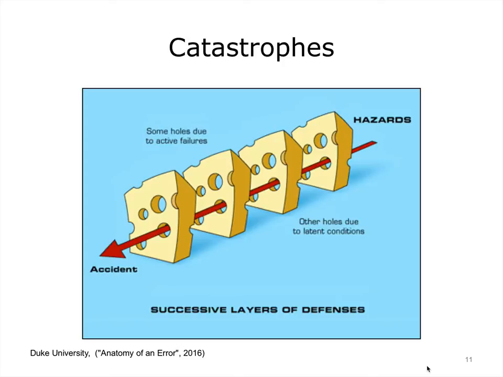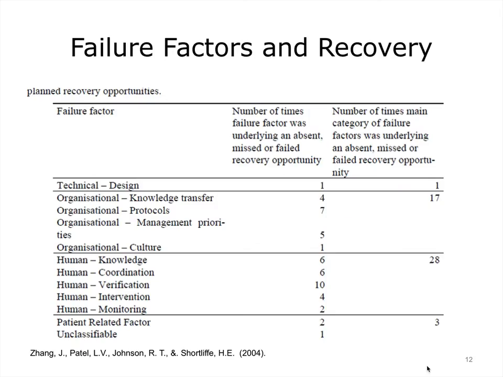If the layers are set up with all the holes lined up, this is an inherently flawed system that will allow a problem at the beginning to progress all the way through to adversely affect the outcome. This table shows failure factors under the headings of technical, design, and organizational culture, the number of times the factors were underlying a missed, absent, or failed recovery opportunity.